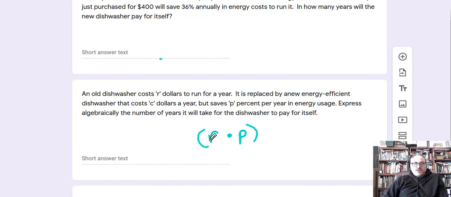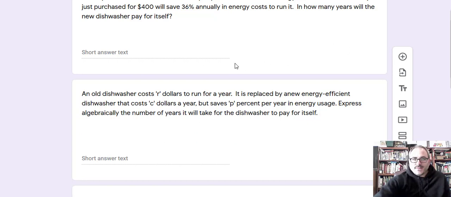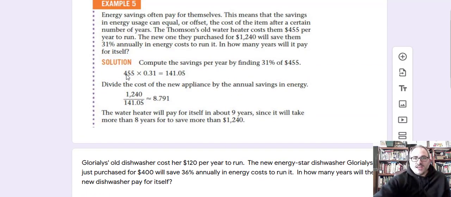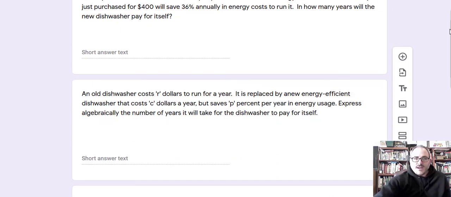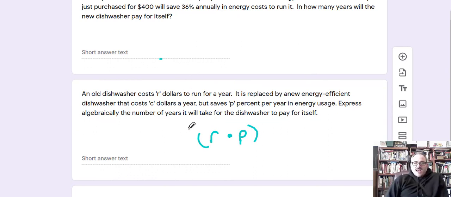It will give us a number. And remember what we had to do? We took the amount it takes to run times the percentage of savings, which gave us a number. That number then goes on the bottom, gets divided by the cost of the device. So this has got to go underneath the cost of the device. And where is the cost of the device? Did I not give you the cost of the device? My bad. All right, we'll call it D, dishwasher.